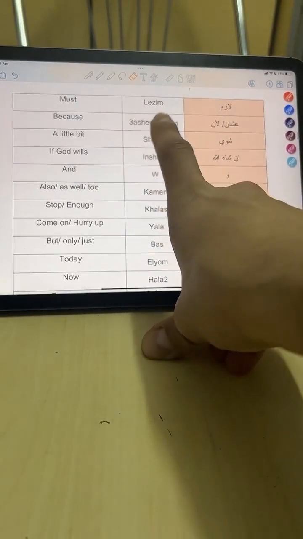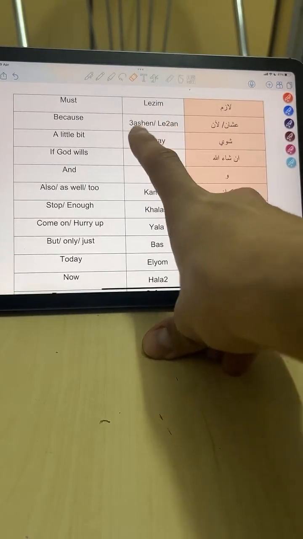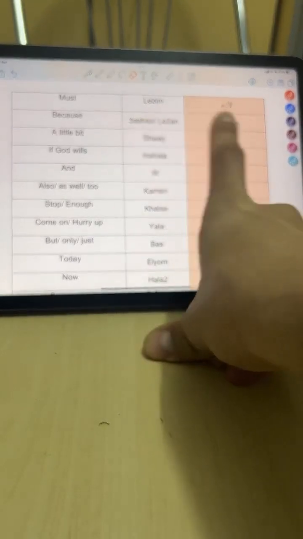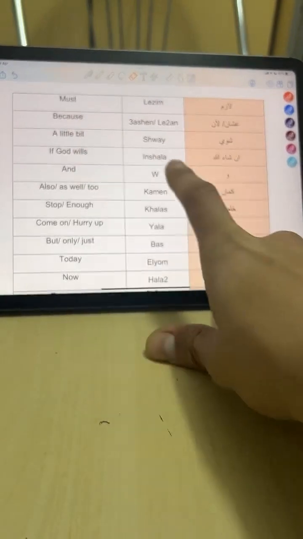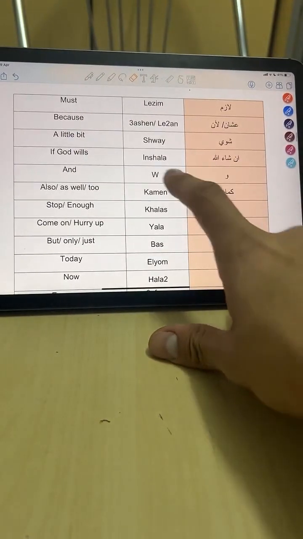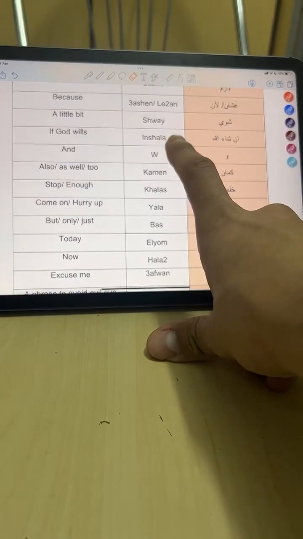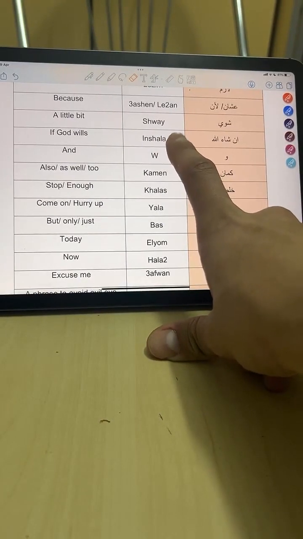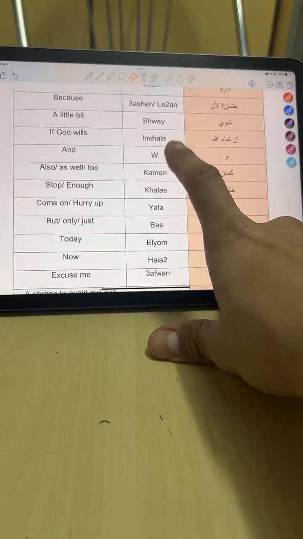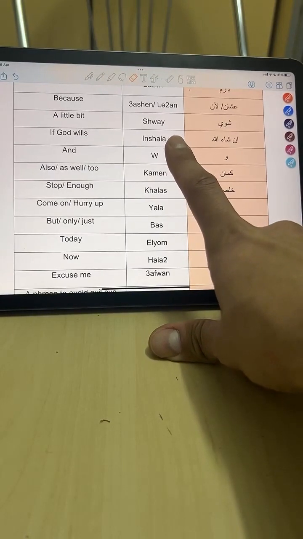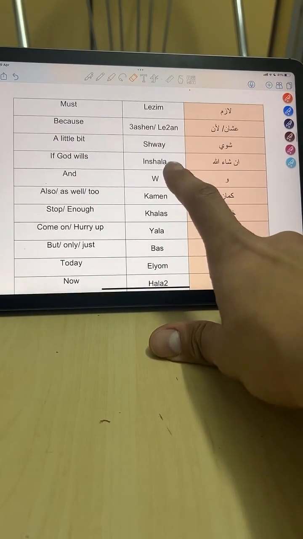Lazim. I have to. I must. Ashan or le'an. It means because. Shway. A little bit. Inshallah. If God wills. But it also means no, if said in certain contexts. Kirmel. Insa. Kif yani?